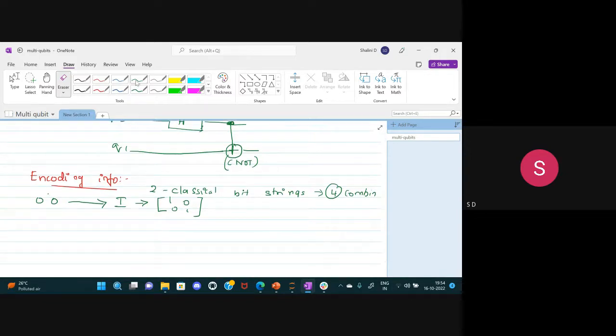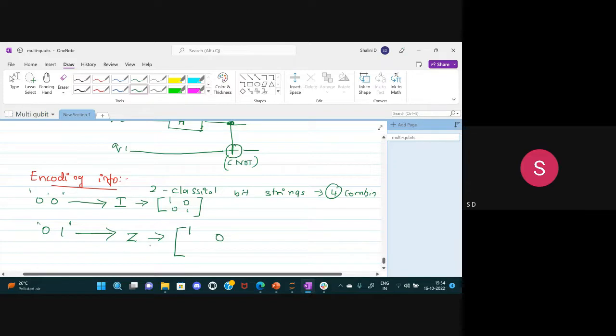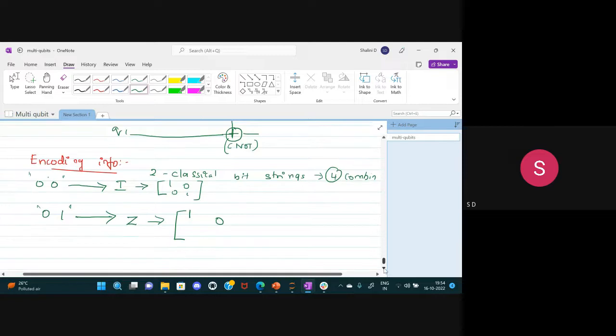Next, if you need to send 01, this is a classical bit string. This is the message you're going to send. Classical bit string is nothing but the message you're going to send. For 01, you're applying the Z gate. I'm just writing the matrix format for everything so that it's easy for our computation.